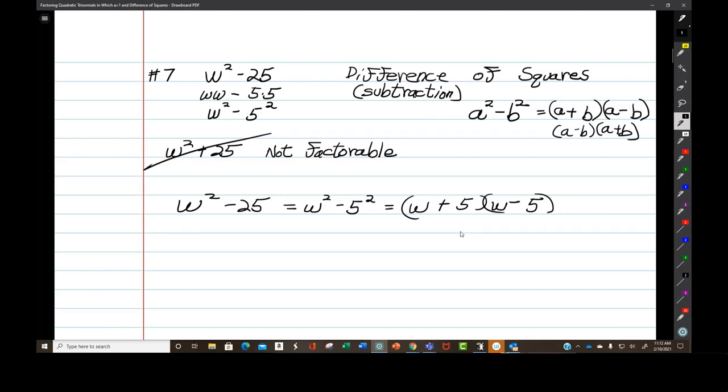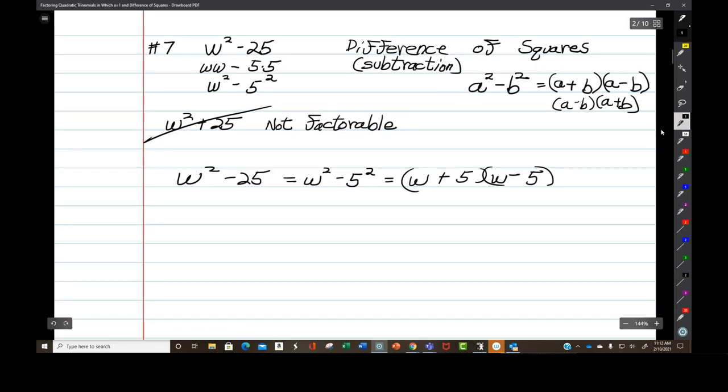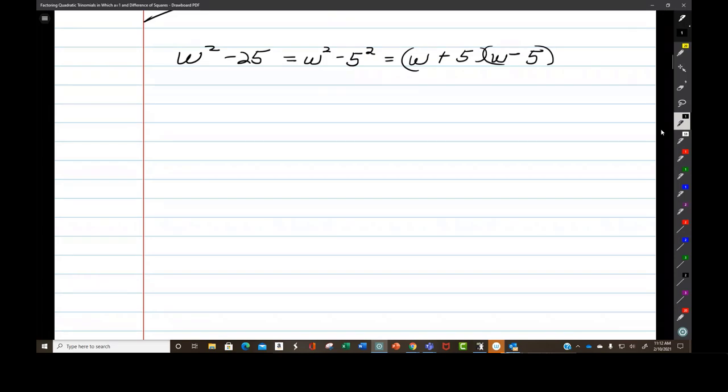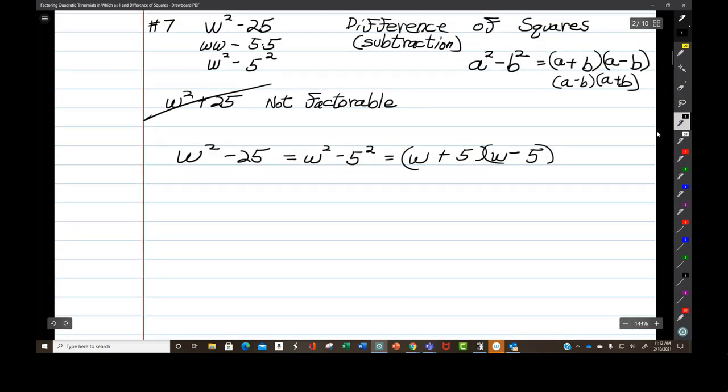It is necessary that you recognize your perfect squares. But I only have them memorized up to 13. 13 squared is 169, and then I start fumbling. Okay. I mean, there are an infinite number of perfect squares, so nobody can memorize all of them. Let's do number 8.